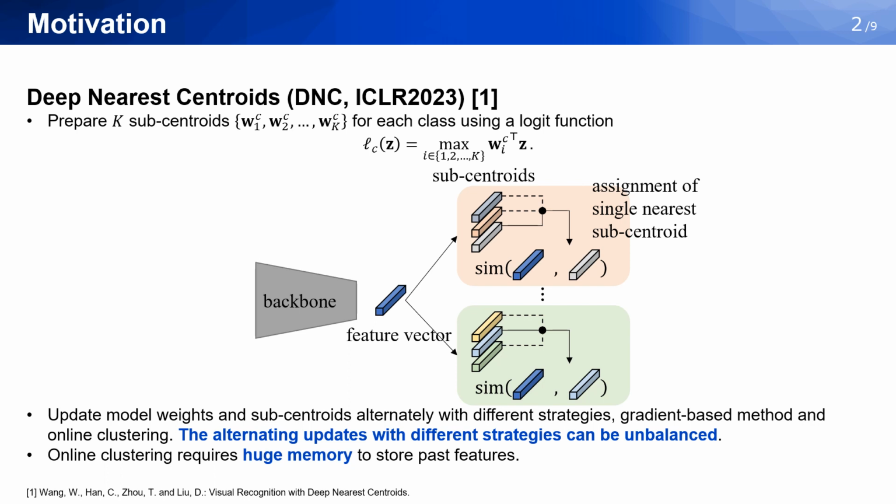DNC updates model weights and subcentroids alternately with different strategies: gradient-based methods and online clustering. However, the alternating updates with different strategies can be unbalanced because the step size of model weight can be much smaller or much larger than that of subcentroids. In addition, to conduct online clustering in each iteration, DNC costs huge memory to store past features.